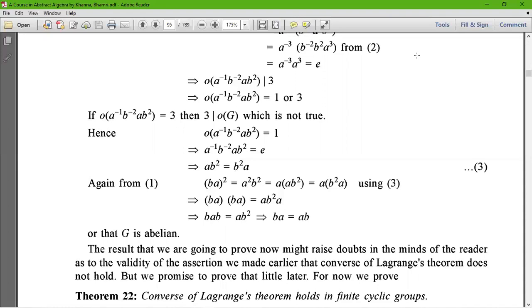The result that we are going to prove now might raise doubt in the mind of the reader as to the validity of the assertion we made earlier, that the converse of Lagrange's theorem does not hold. But for a cyclic group, the converse of Lagrange's theorem holds in a finite cyclic group, which we have to prove in your next class.